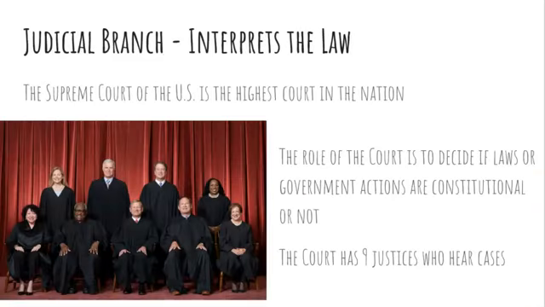Okay. Then last we have the judicial branch, and that branch interprets laws. So the Supreme Court of the United States is the highest court in the nation. The role of the court is to tell us what the laws mean. They are saying, are the things that the president is doing constitutional? Are the things that different states are doing constitutional? And there are 9 justices on the court currently. And as of 2024, this picture here is current with the current 9 justices on the court.